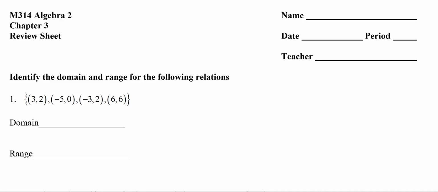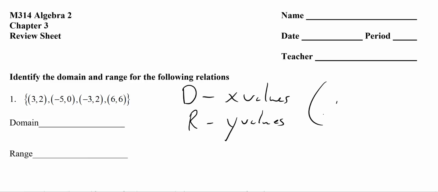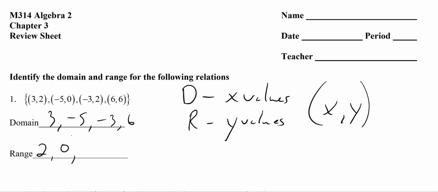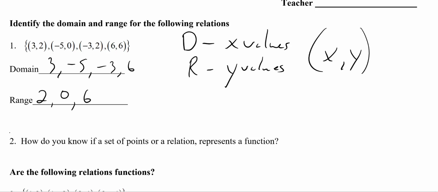So first thing is identify the domain and the range. You guys remember that the domain is always x values, and the range is always y values. You should remember it's x comma y. So this is super easy. For the domain, you just look at the x values. So it's 3, -5, -3, and 6. Super easy. And then the range is 2, 0. I know it's 2 again, so I'm not going to write it again. So it's 2, 0, and 6. That's your range. Pretty easy.